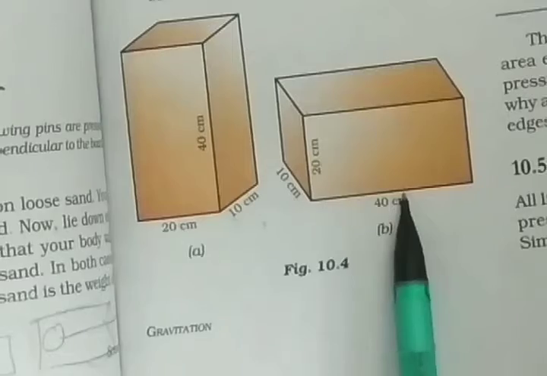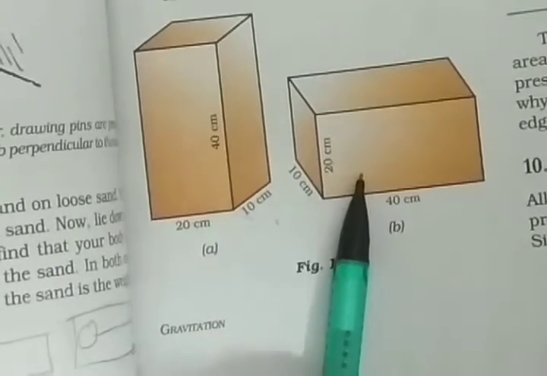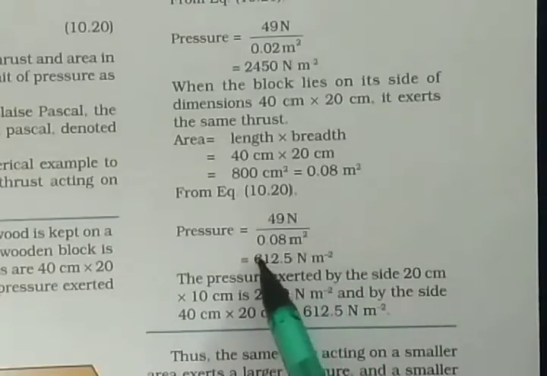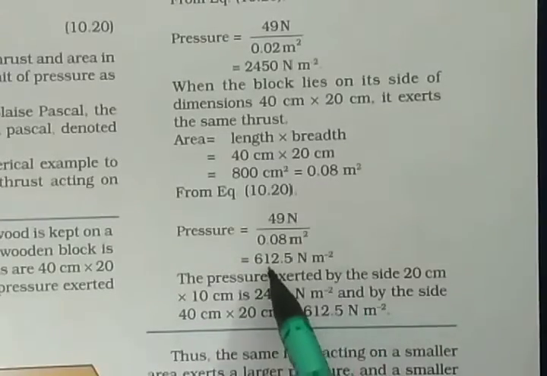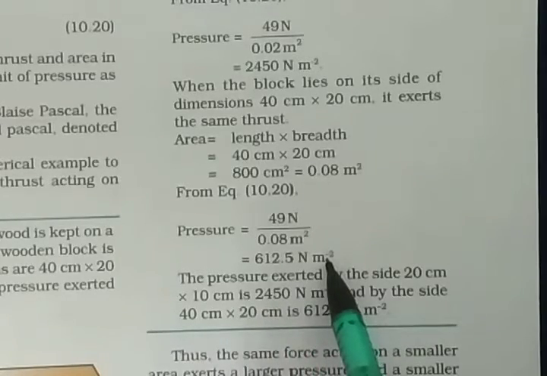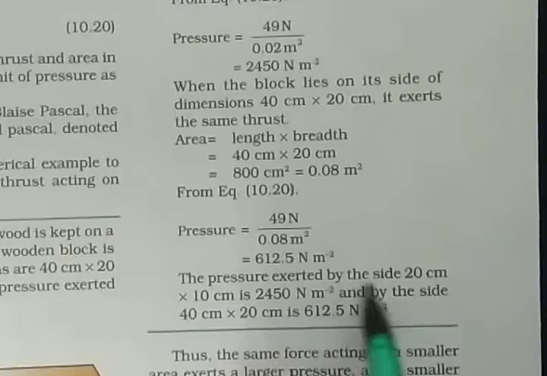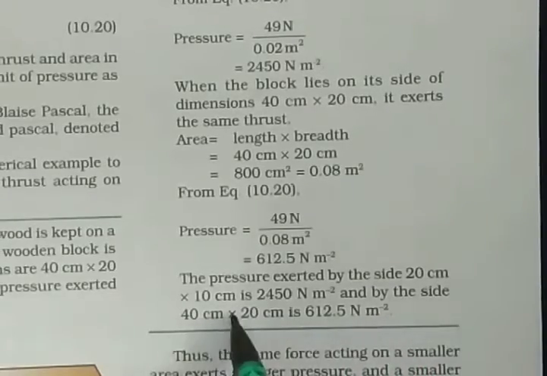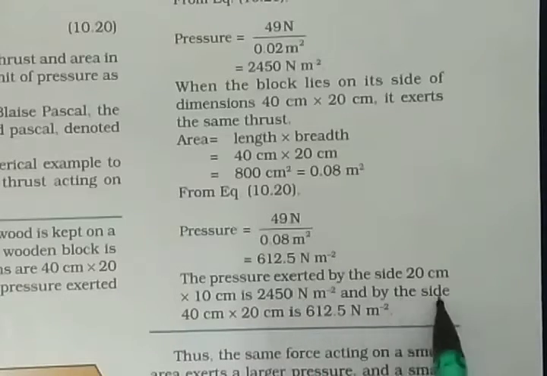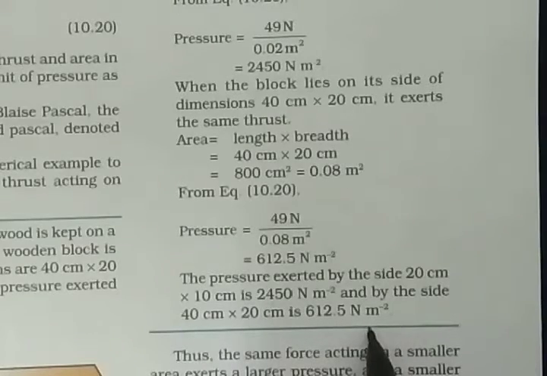When the block lies on this side, this area will increase, the pressure will decrease, and the thrust will remain the same. So it will be 49 divided by 0.08 meter square, so we will get 612.5 Newton per meter square. The pressure exerted by the side 20 centimeter into 10 centimeter is 2450 Newton per meter square, and by the side 40 centimeter into 20 centimeter is 612.5 Newton per meter square.